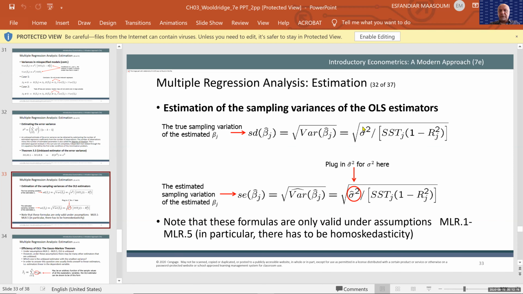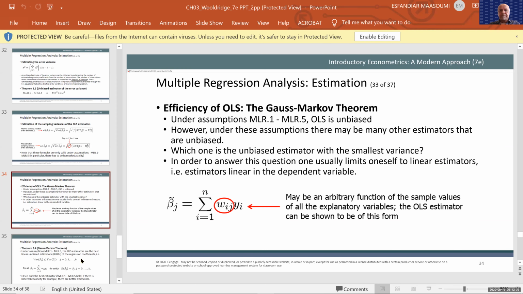And then you put those estimates in this formula, like so, and you're going to get the standard errors if you take the square root of that. And those are the things that are reported by computer outputs.